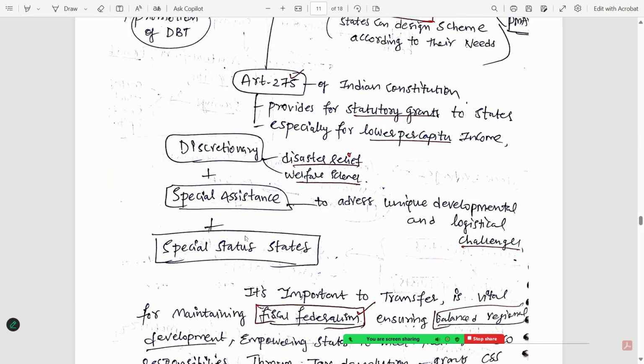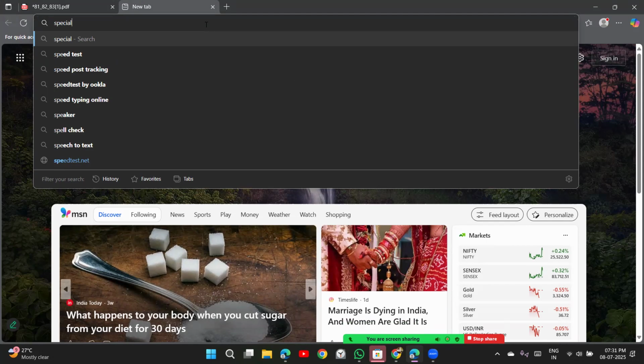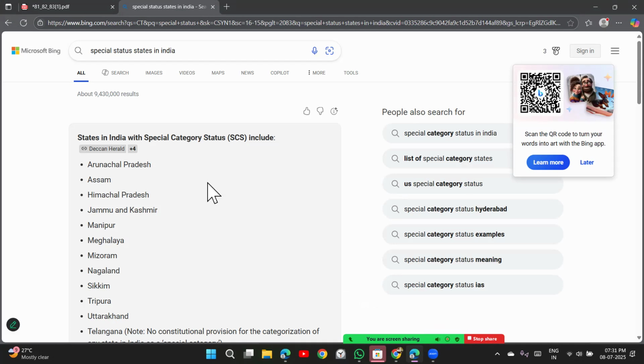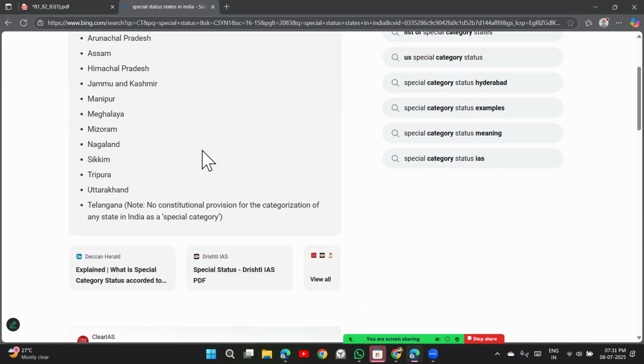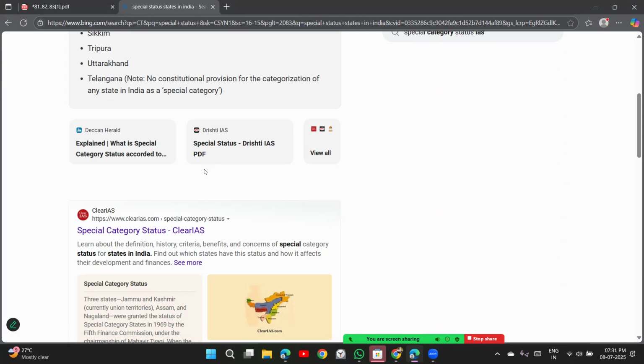And also there are special status states, like Andhra Pradesh, Rajasthan, no, Gujarat, I think. Just look at the states which have special status. Just search on Google for special status states in India. So there are many states: Arunachal Pradesh, Assam, Himachal Pradesh, Jammu and Kashmir, Manipur, Meghalaya. So we'll see what the criteria for that are.